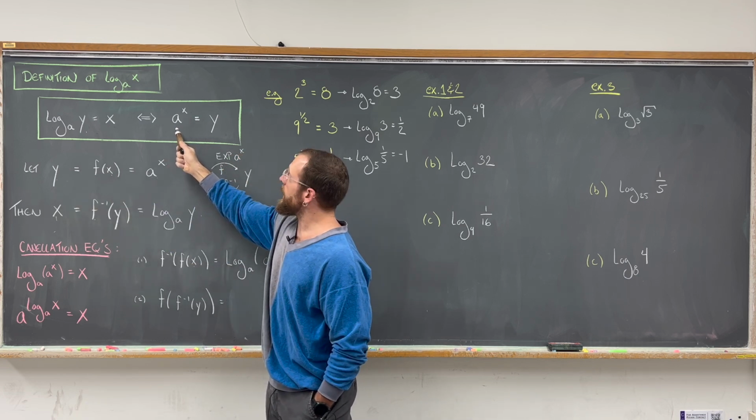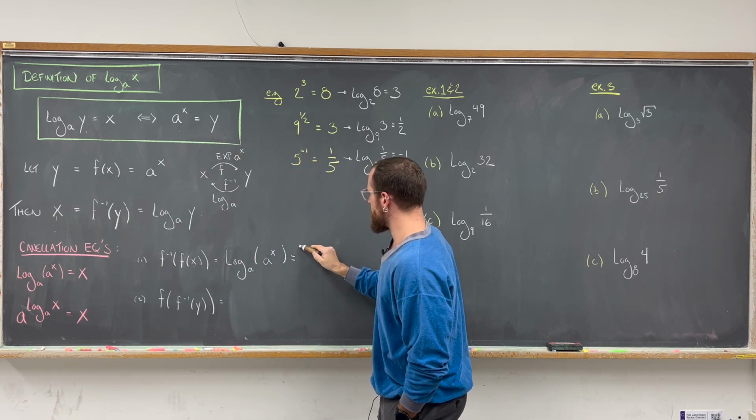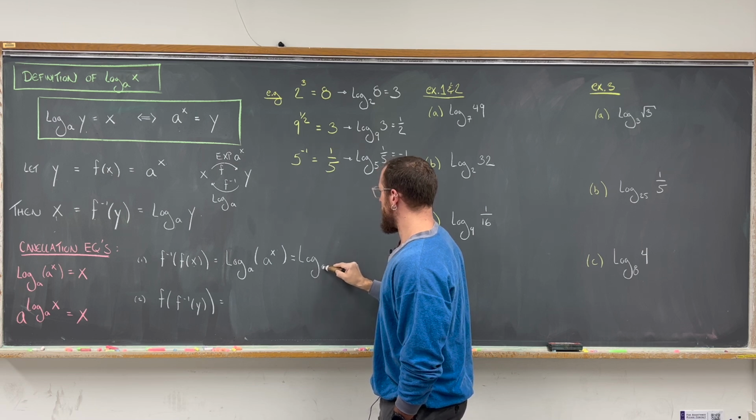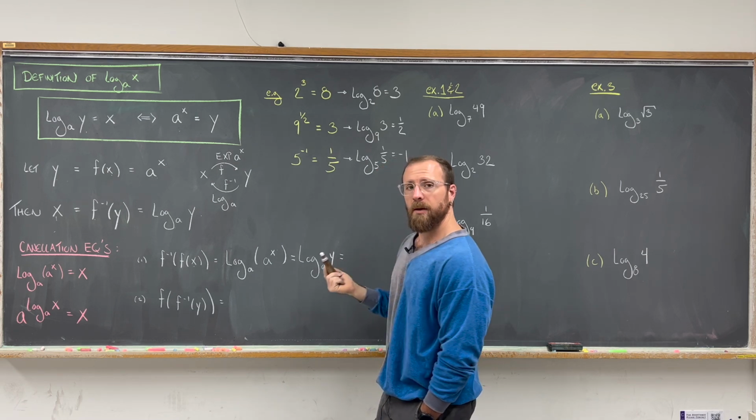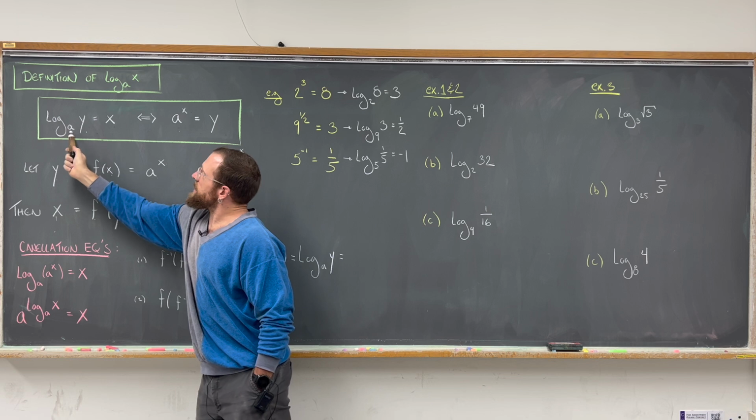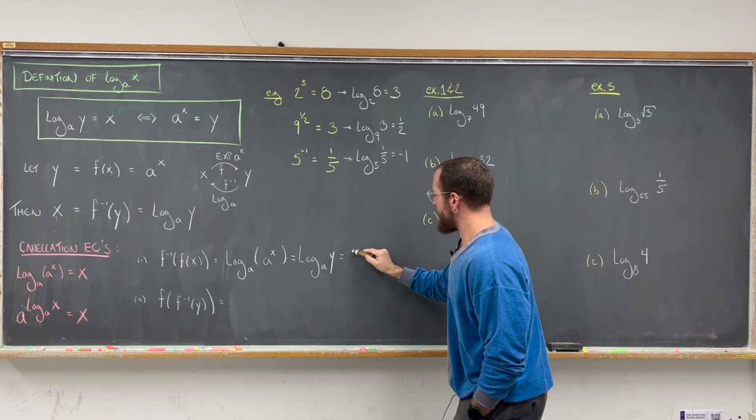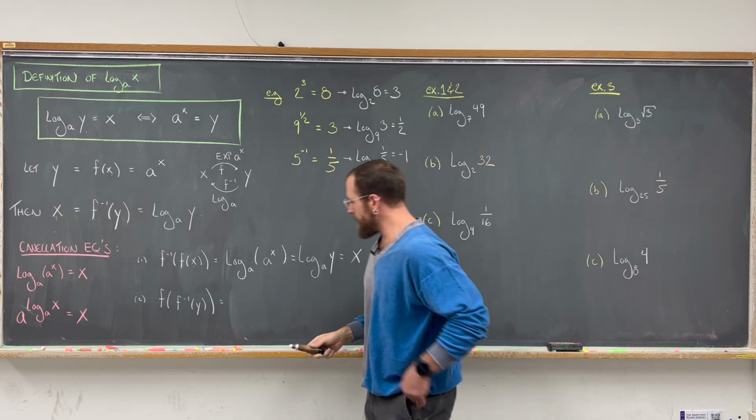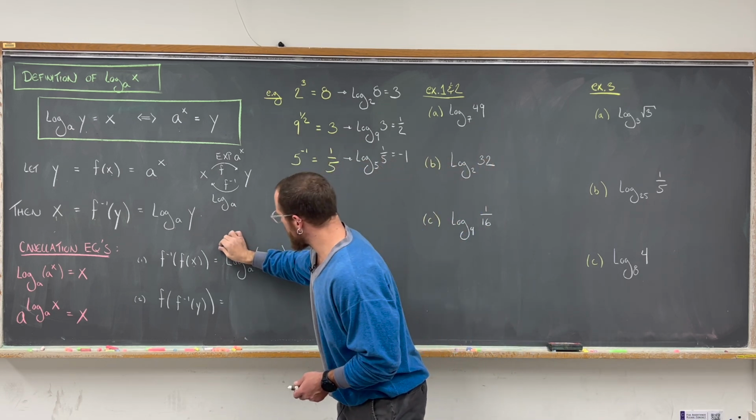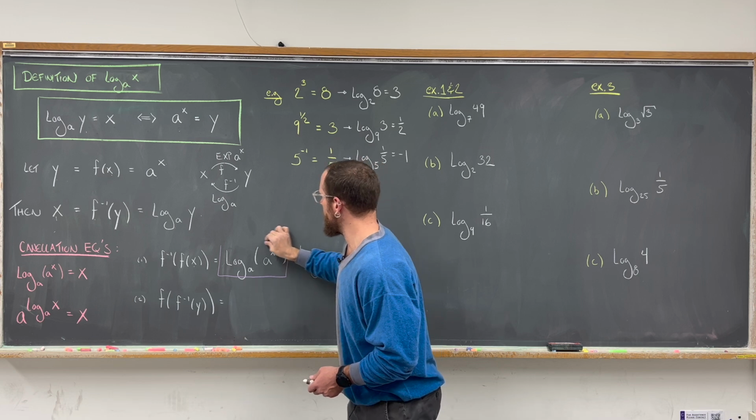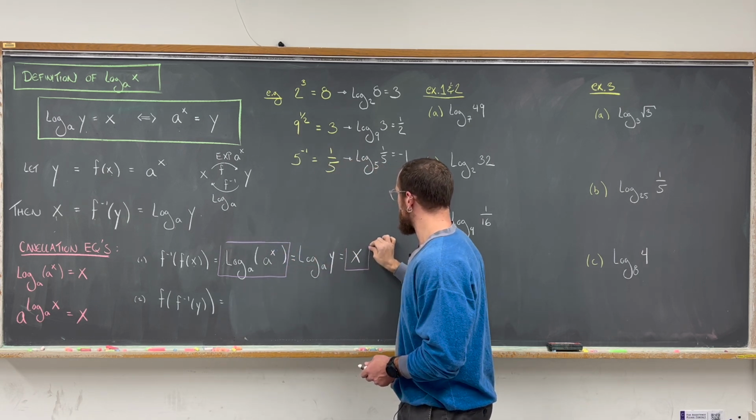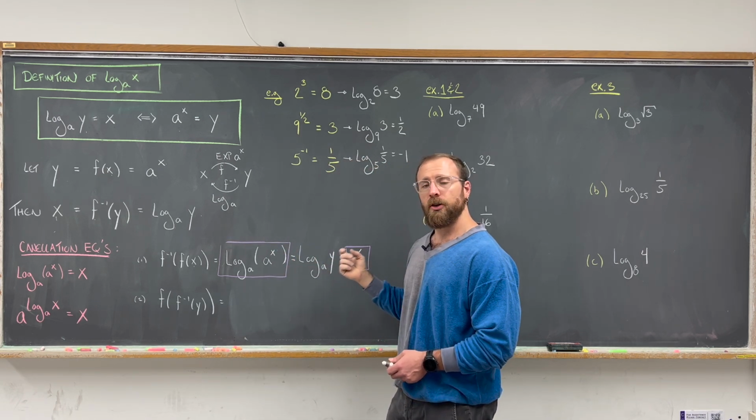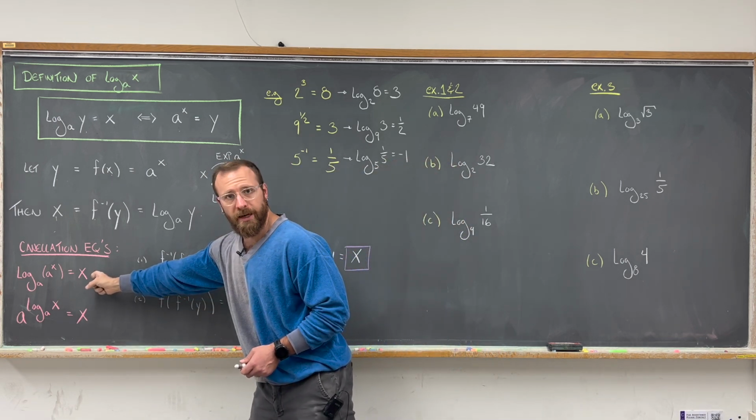Or maybe I should look here. A to the x is y. So this is log base a of y. And what is log base a of y? Log base a of y is x. So you see it's following immediately from the definition. And so what I have here, if you can read between the lines, it says that log base a of a to the x is equal to x. That's a cancellation equation for log, and it's this one right here.